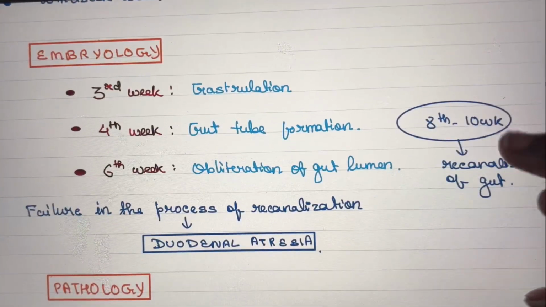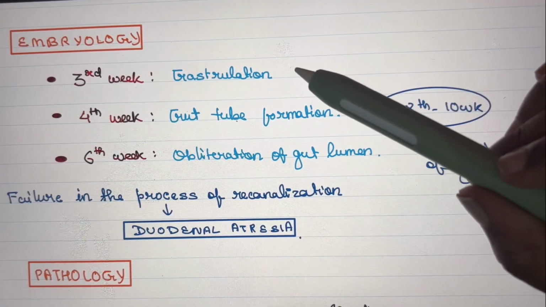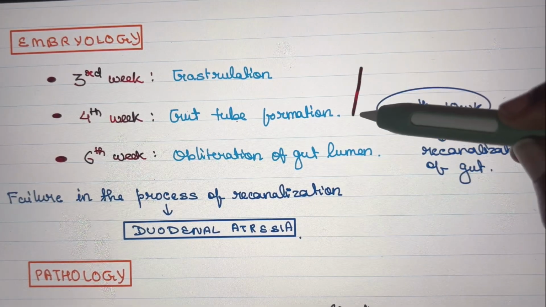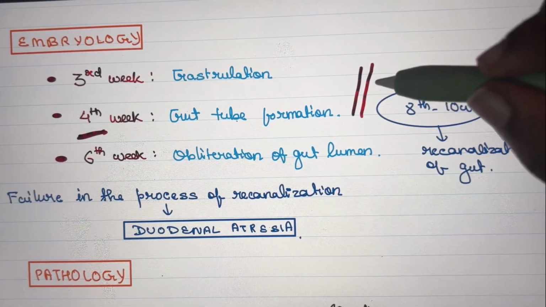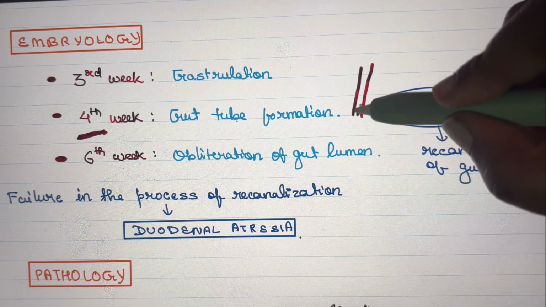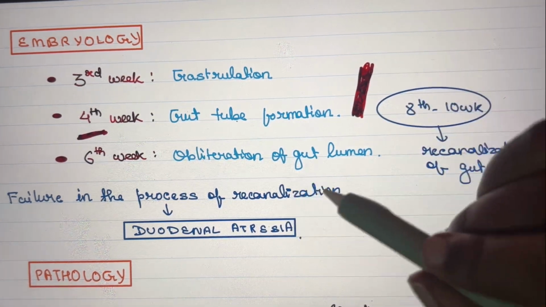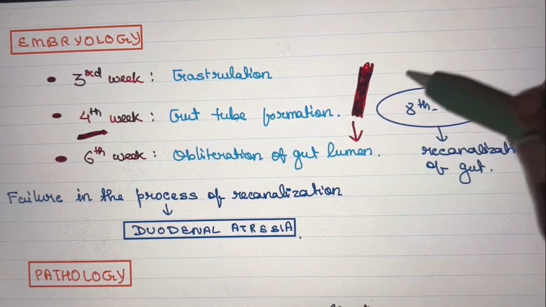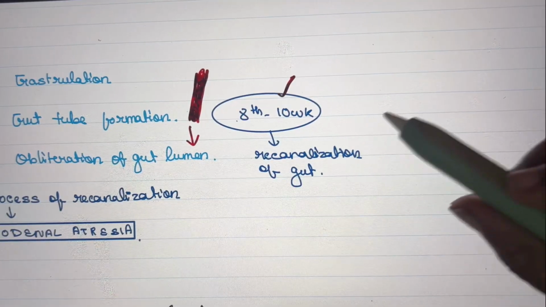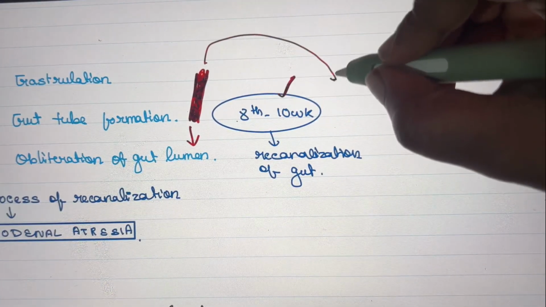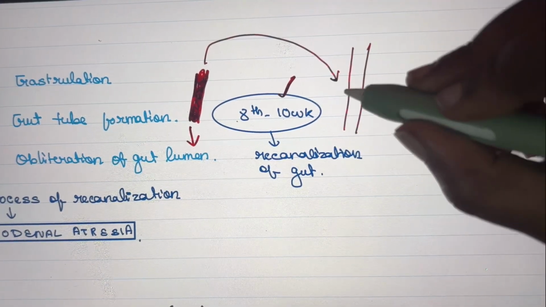Now we have to know the embryology also. First, gastrulation starts in the 3rd week and gut tube formation starts in the 4th week. When the gut lumen is forming, there is obliteration of the gut lumen. The gut lumen is not canalized. So obliteration of the gut lumen is around the 6th week. But in the 8th to 10th week, after obliteration, there will be recanalization of the gut.